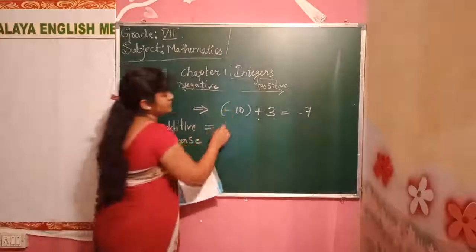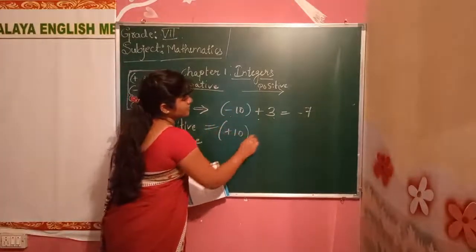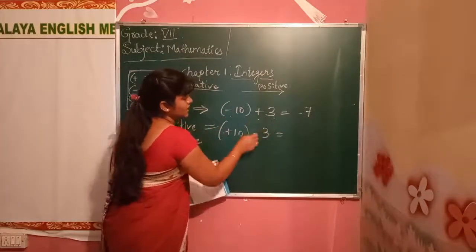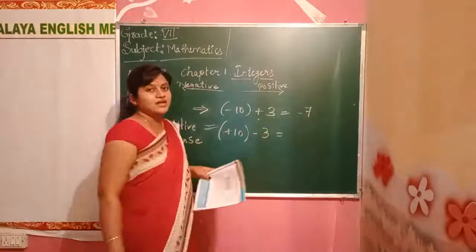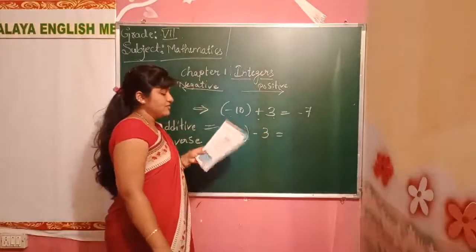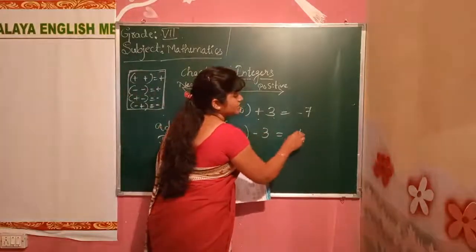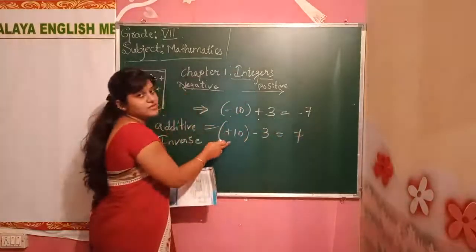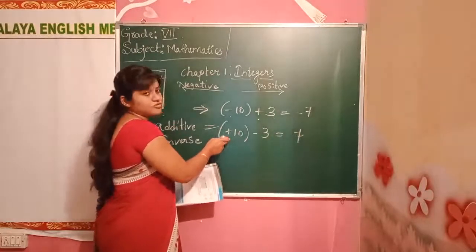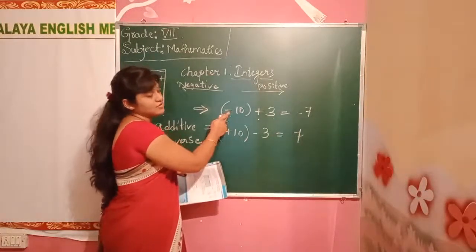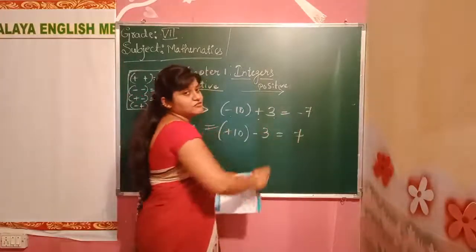Then what happens? -10 will be +10 and the 3 becomes -3. All the signs totally change in the additive inverse. So what is the answer now? 7. Why 7? Here the biggest number has a positive sign, but here the negative sign, so the answer will come with a different sign.